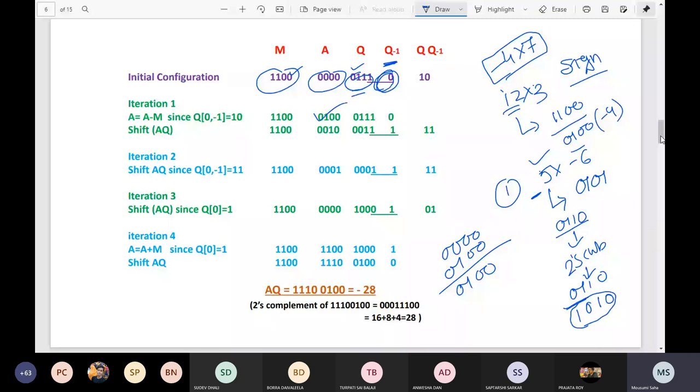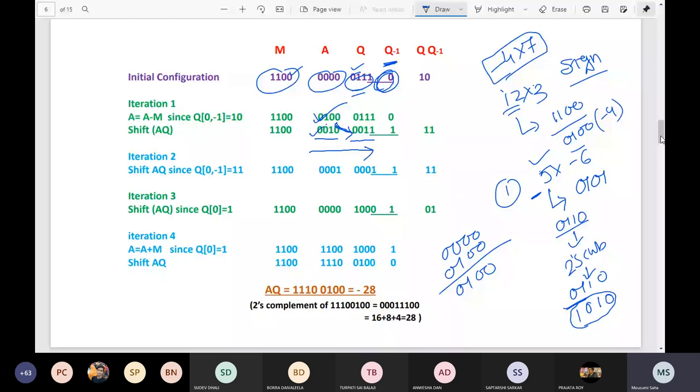Now, after doing this thing, what you will do, that shift operation. Okay, this is the right shift operation. So 0100, you will have 0010, and this zero will come to here, and that's why 0011. So A and Q will be shifted to the right, and this is the arithmetic shift right here. The sign bit is zero, that's why the sign bit is zero here.